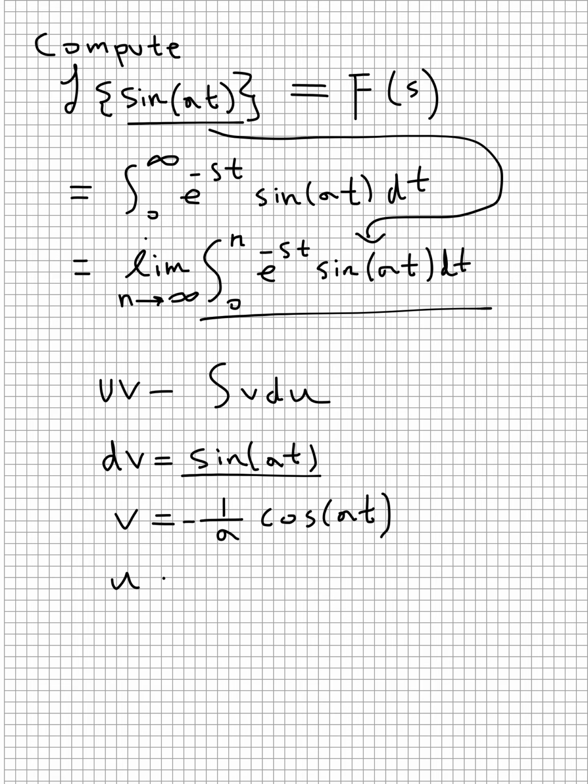And then u is going to be equal to e to the minus st. So therefore du, with respect to t, is going to be minus s times e to the minus st. Okay? So with all that known, we can then proceed to answer this question, what does an integration by parts look like for this? So let's go ahead and just plug all these values in, and we should obtain the following answer.